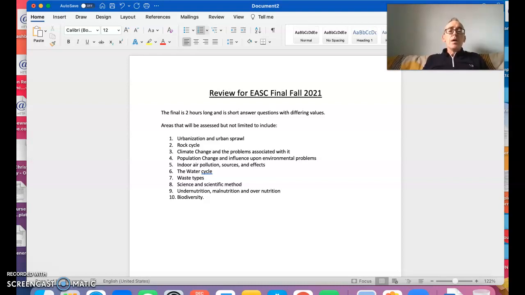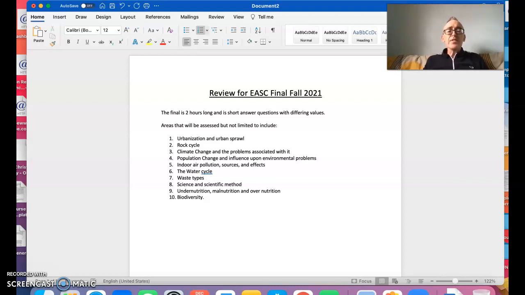Okay. Also, the next one is the water cycle. Some of the processes involved in the water cycle. You need to go back and look through the notes if you're unaware of the water cycle. With regards to the water cycle, you might be asked to define things like what is evaporation, what is condensation, what is runoff. So make sure you know about the water cycle.